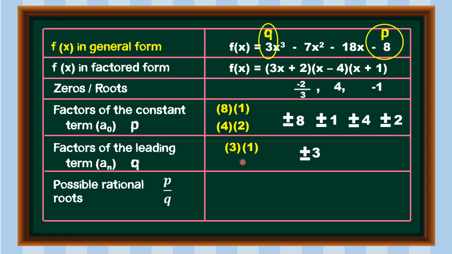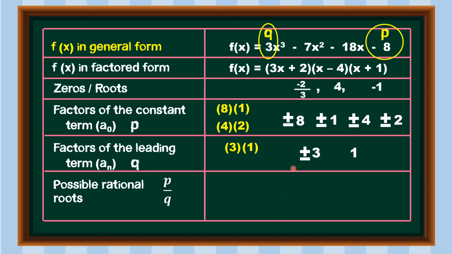Ayan. Now, how about the possible rational roots or the P over Q? Ayan, so ilan kaya yung mga pwedeng maging possible rational roots? Remember, 3 lang kailangan natin pero ilang kaya lahat ng posibleng pwedeng maging possible rational roots? So, isa-isahin natin. Diba, yung P, divide lang natin sa Q. So, we have, ito yung P, ito yung Q. So, we have 8.